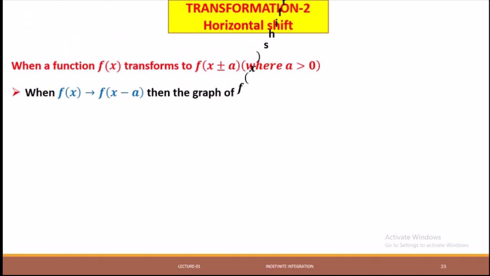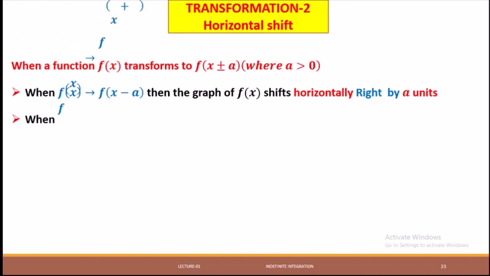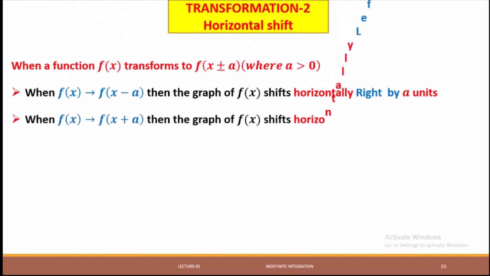When f of x transforms to f of x minus a, then the graph of f of x shifts horizontally right by a units. When f of x transforms to f of x plus a, then the graph of f of x shifts horizontally left by a units. Let us understand this graphical transformation with the help of an example.